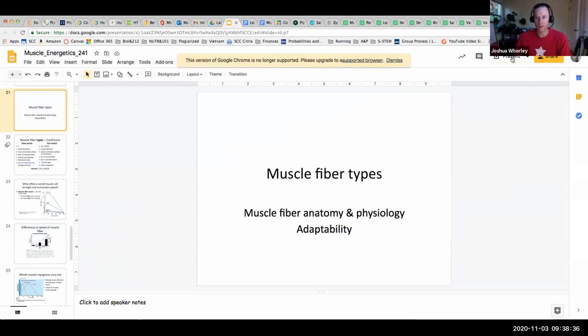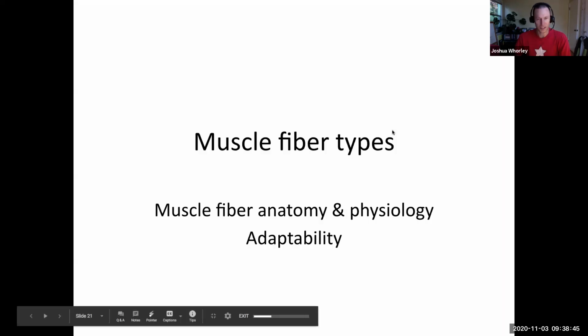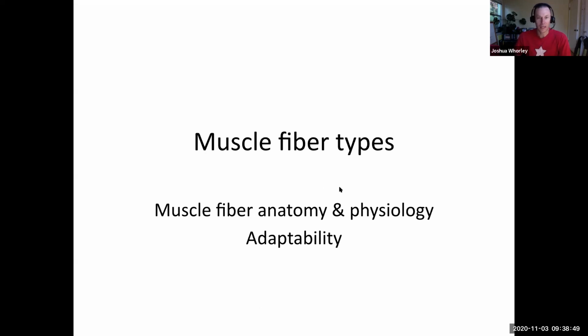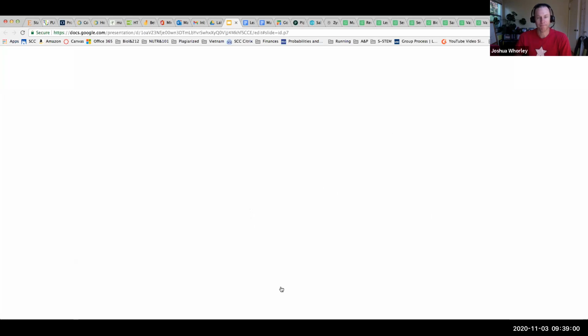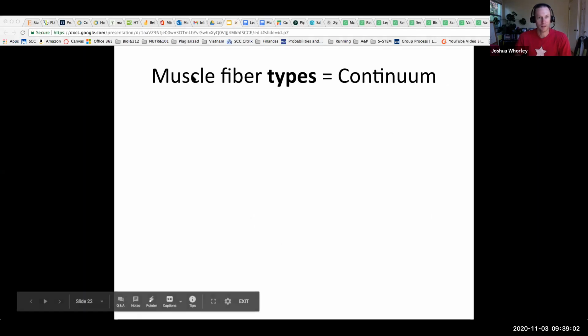Okay, so muscle fiber types. This is my favorite part of muscles, I think. Although I like the whole origin, insertion, and action, especially origin insertion, because it tells you something about the action. But this is definitely the coolest part, I think, about muscles and muscle physiology. Okay, so let's take a look at these different fiber types.